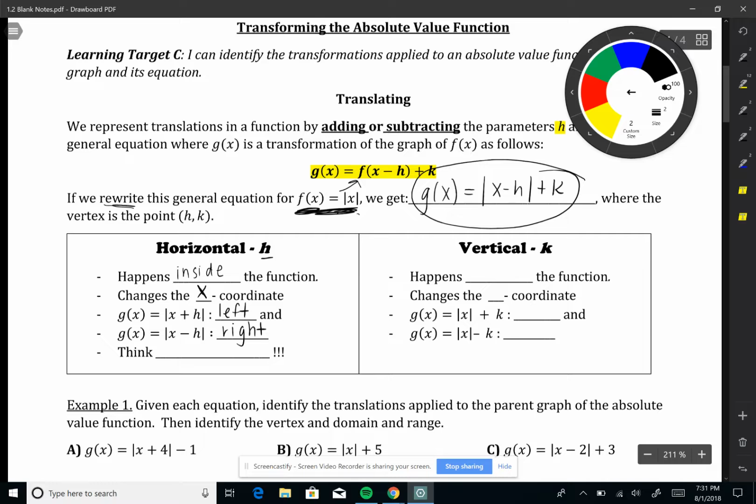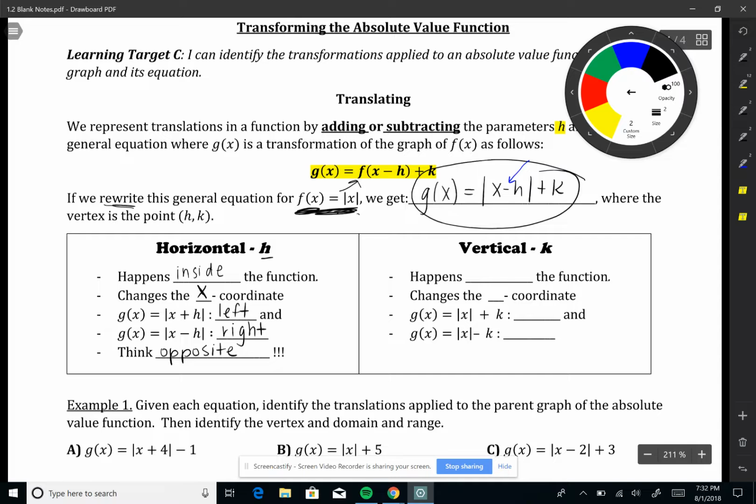And you may be thinking, hold up, that seems a little backwards. Well, guess what it is? We have to think opposite when we are moving horizontally because of this x minus h sign. Whenever we put something in for h, we're always going to put that negative in front of it, which changes its sign. So always think opposite with your horizontal translations.